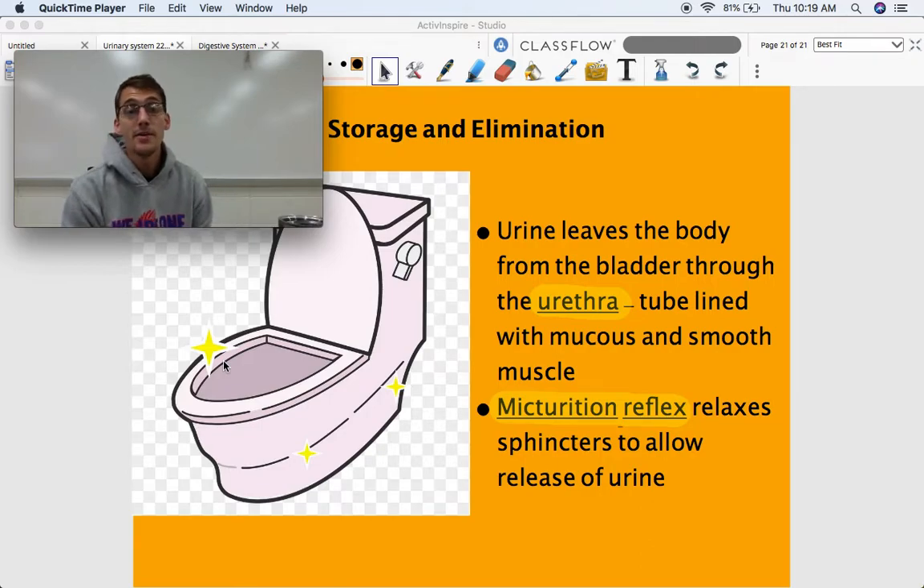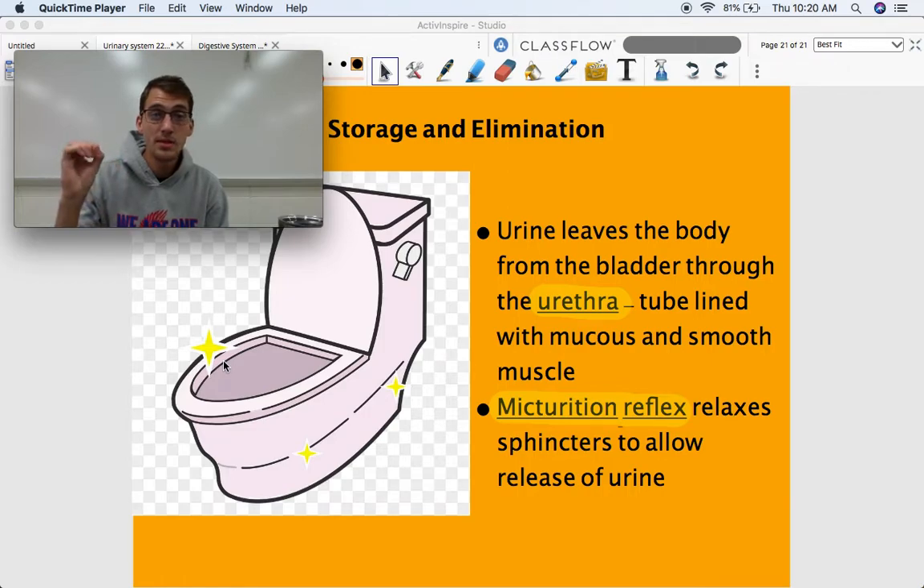And the last thing here, the micturition reflex relaxes the sphincters to allow the release of urine. So it's a reflex, right? It's going to take some voluntary action in order to try and control. Like, hey, I can't pee yet. I'm going to hold it in. But when physiology takes over, there's a reflex that occurs that opens up the sphincter within the bladder and leading to the urethra, and it's going to release that urine.